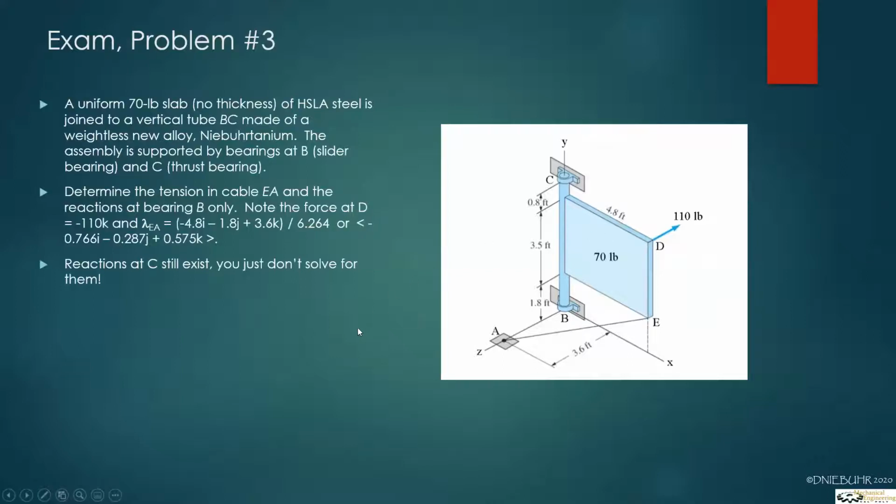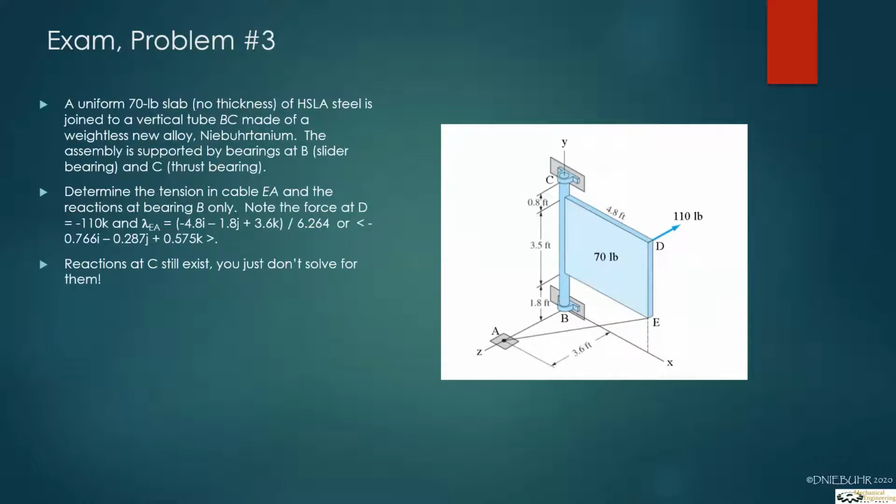Okay, so here we have this problem. Now, again, I told you guys before when we did the test review, I said you will have a 3D equilibrium problem. So you knew this one was coming. Now, let's look at the elements that this problem has. You have this 70-pound mass hanging off of a plate.